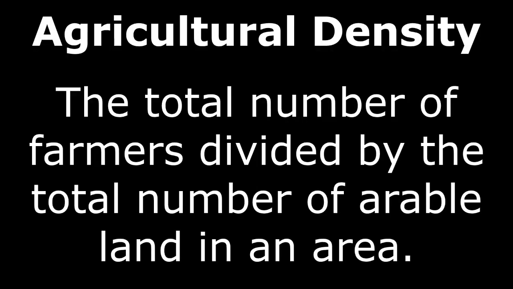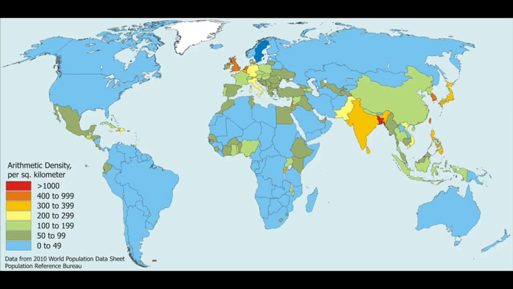Then there's agricultural density, our final one, which is the total number of farmers divided by the total number of arable land in an area. So it's physiological density, but it's farmers instead of just all the people. And here we can see agricultural density. It's not arithmetic density. Screw the key.